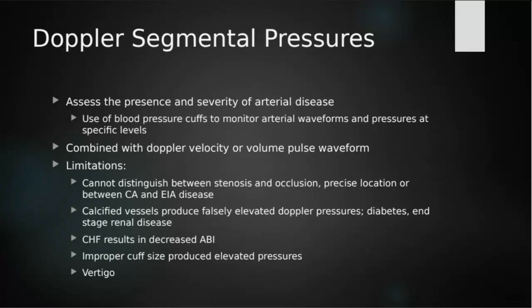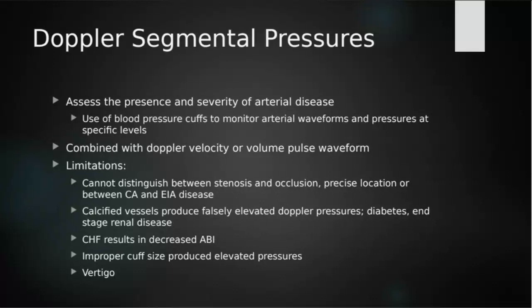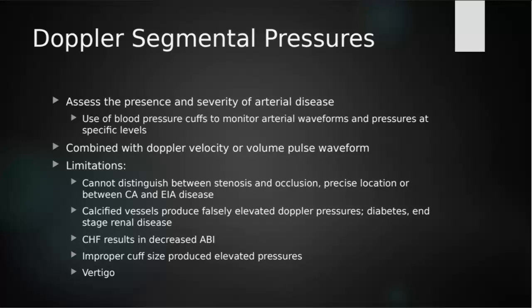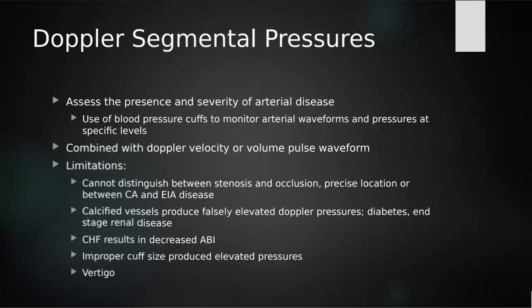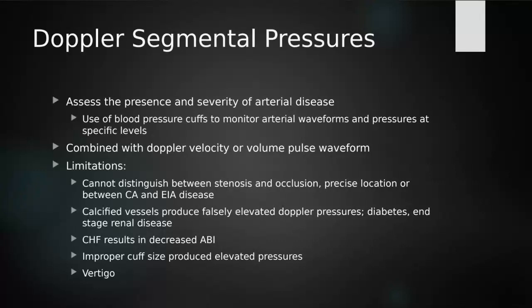There are some limitations to doing these exams. So we cannot distinguish the precise level of where the disease is happening between the two different segments of where we have the blood pressure cuffs. So basically if we have a blood pressure cuff up in the high thigh and then one in the lower thigh, if there's a blockage that's occurring in between those locations, we can't really pinpoint like down to a centimeter of where that blockage is happening. So we can say it's happening above a certain level, below a certain level, or at a certain level. We can't really say it is specifically happening right here.